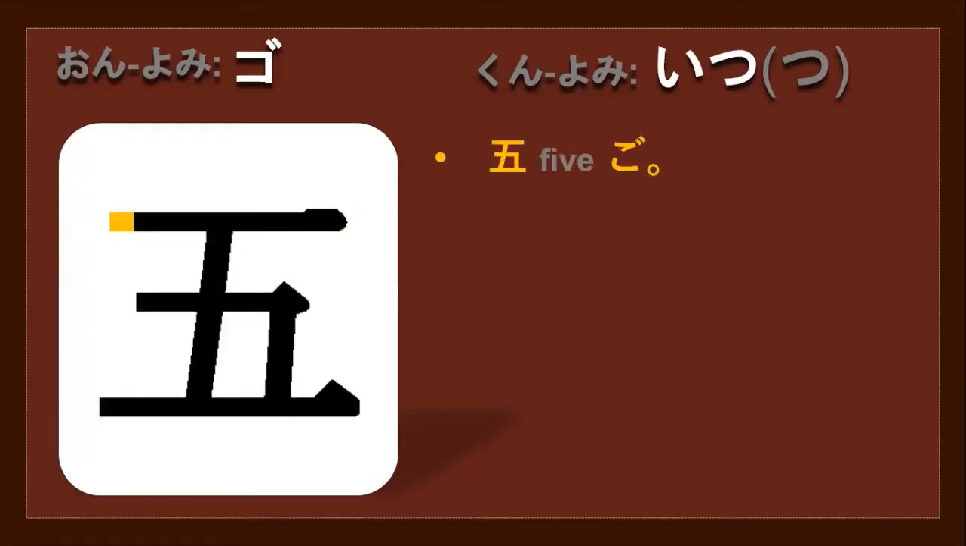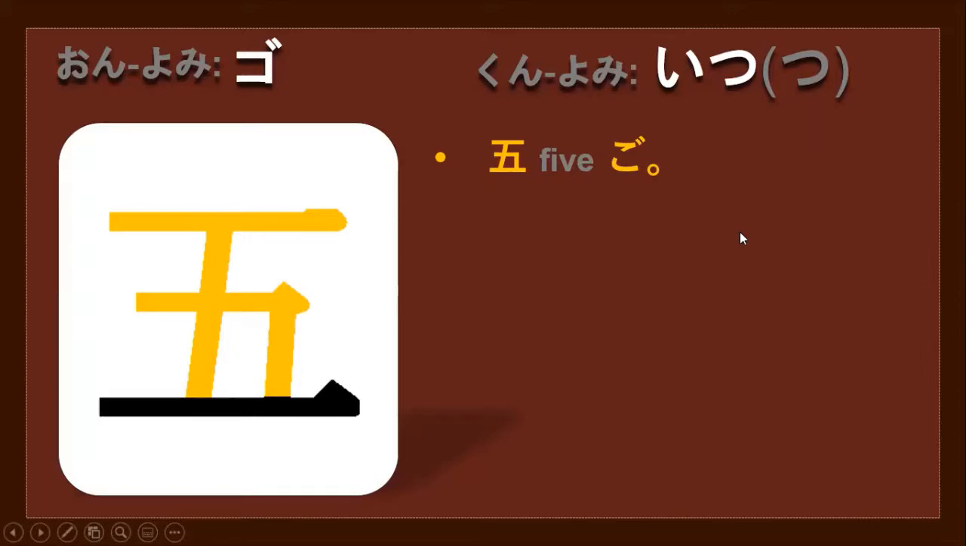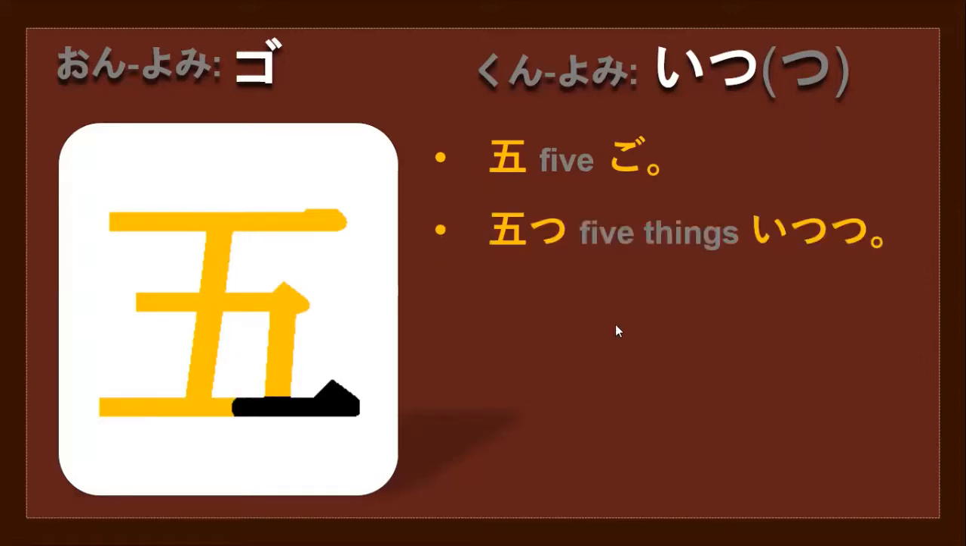So 5 is 五, go. Okay. 5 things is 五つ, itsutsu. Yeah.